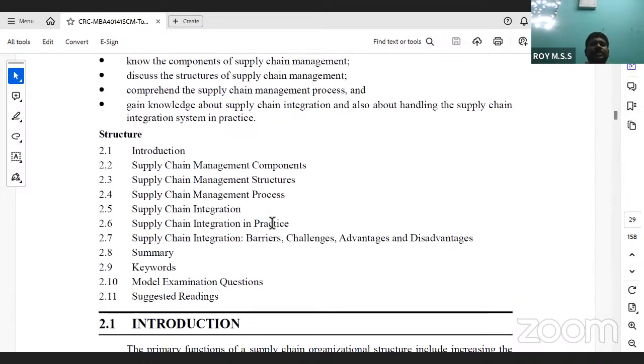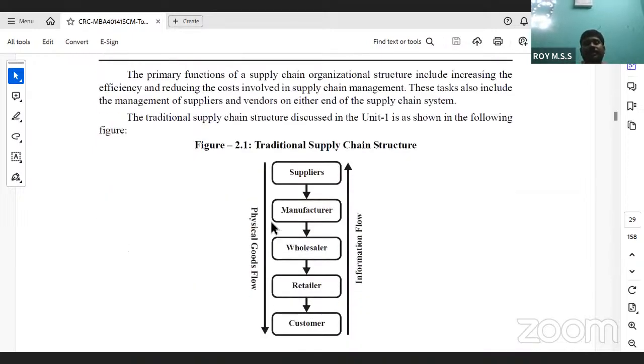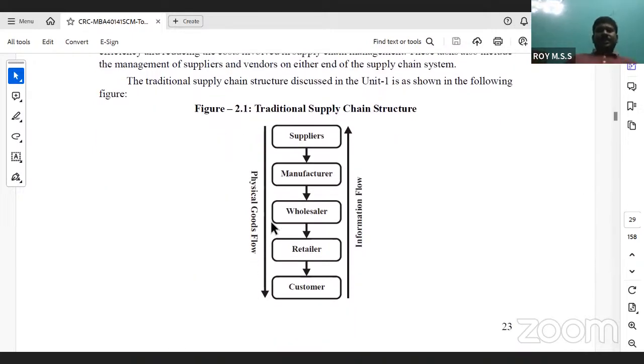Now, structure. Let us see what the components or structures in the SCM are. Very, very important to understand. This is the structure actually. We need to remember that the starting point is the supplier, or the sources of the supplier from where you get. The last one is the customer.